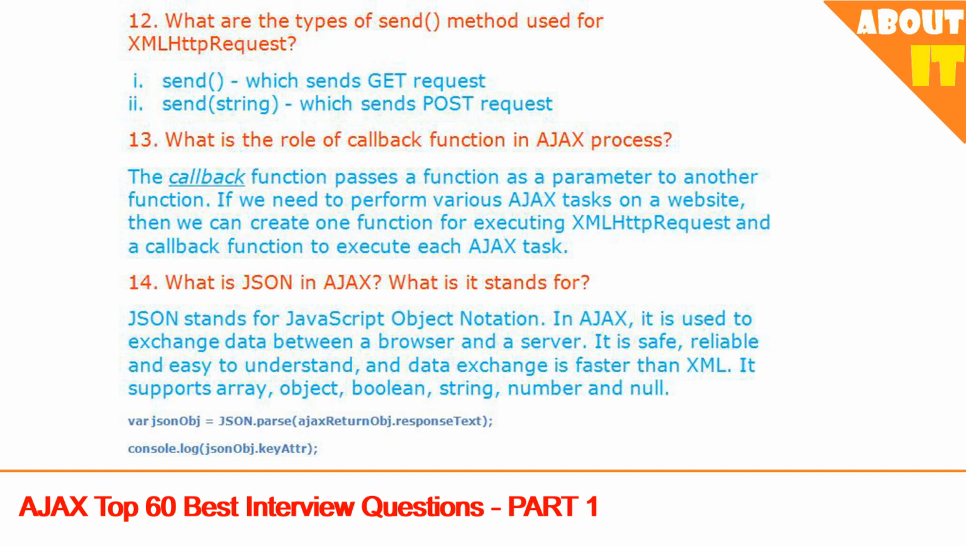13. What is the role of callback function in the AJAX process? A callback function passes a function as a parameter to another function. If we need to perform various AJAX tasks on a website, then we can create one function for executing the XMLHttpRequest and a callback function to execute each AJAX task.